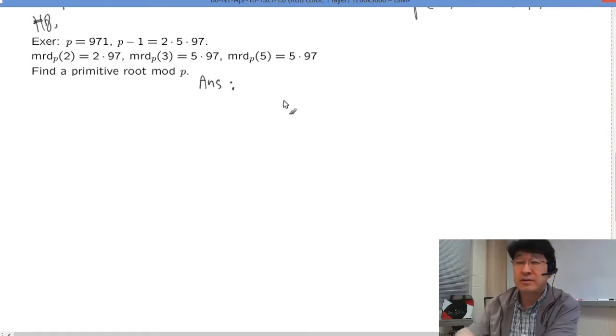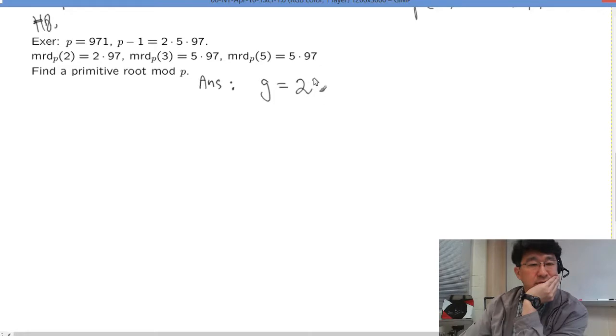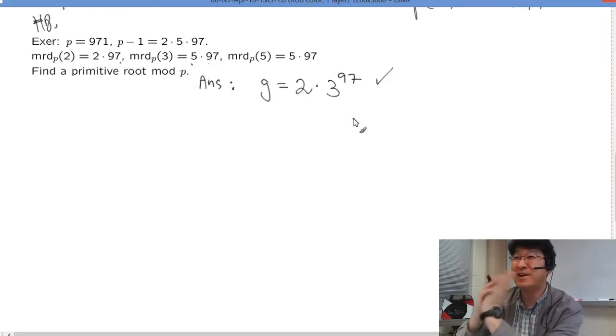You have one, Keely? Why don't you go for it? G equals 97. Three here is a 5. That's all we need, so it checks.